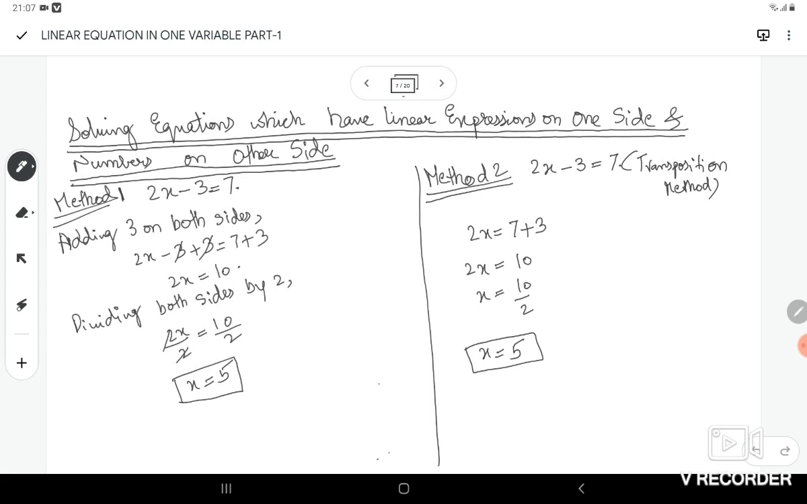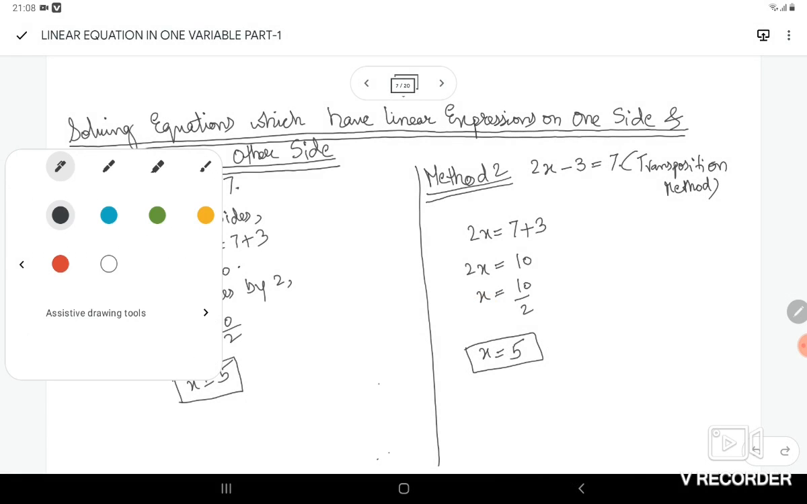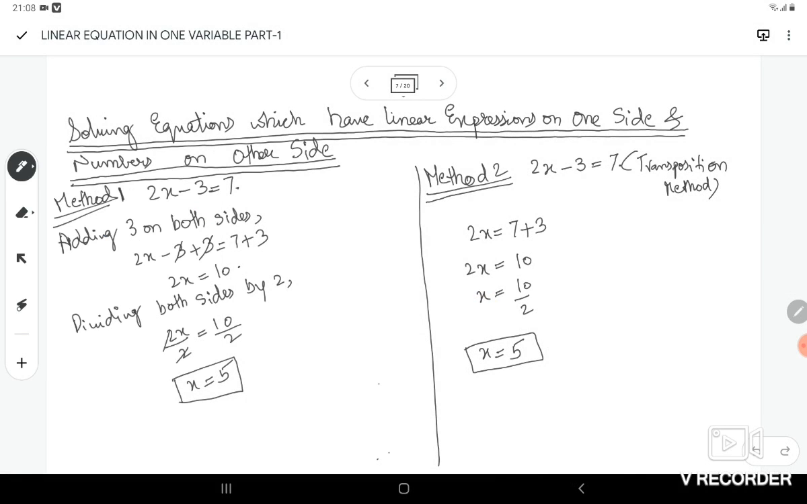Now let us solve some types of problems and see how they can be solved using different methods. The first type of problem is solving equations which have a linear expression on one side and numbers on the other side. I will be solving it using two methods.